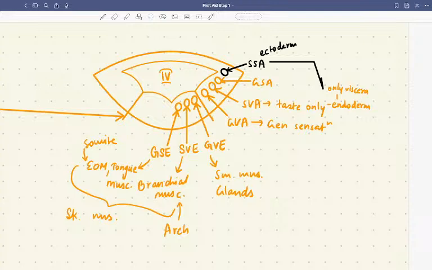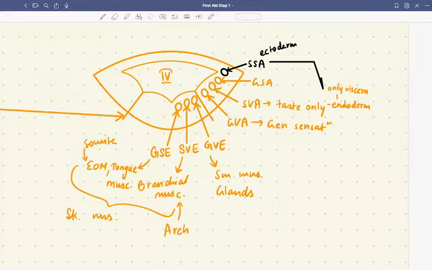Next is GVA. You have all the afferents. The afferents would basically be GVA, SVA, GSA, and SSA. Just to repeat, general visceral afferent is general sensation. Special visceral afferent is only taste sensation.